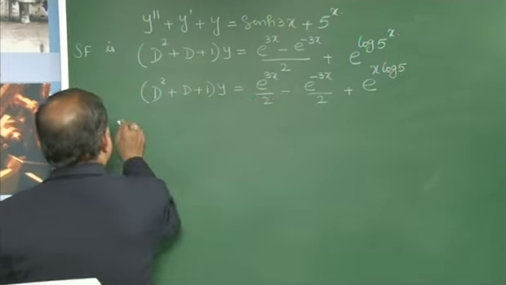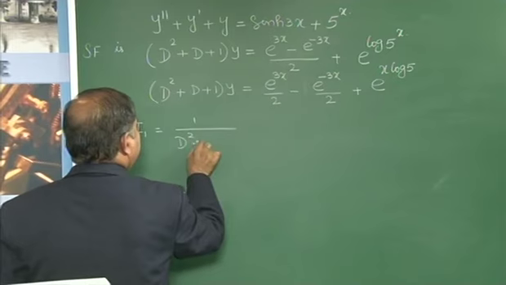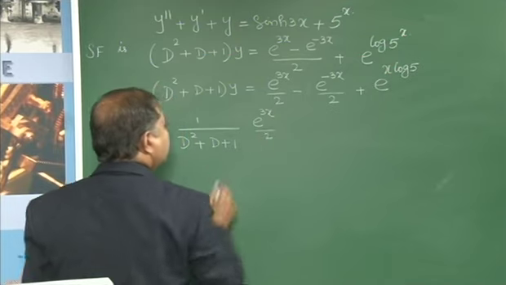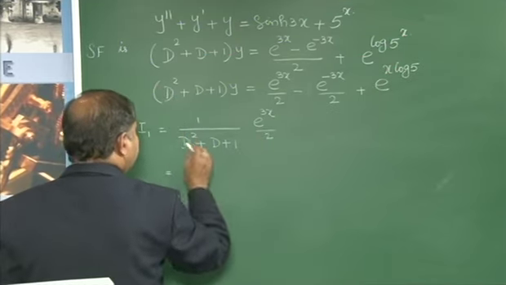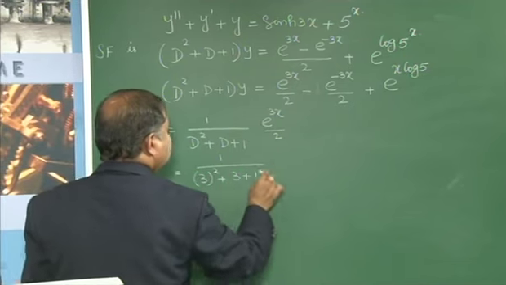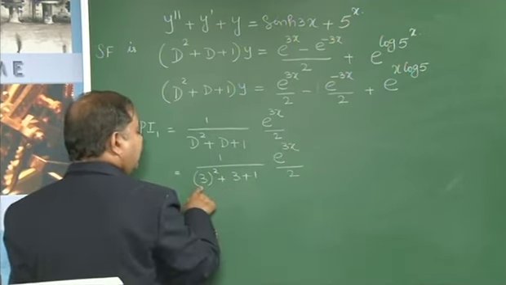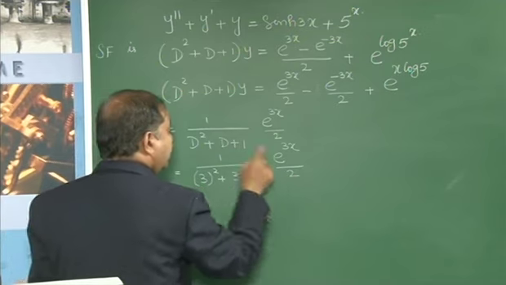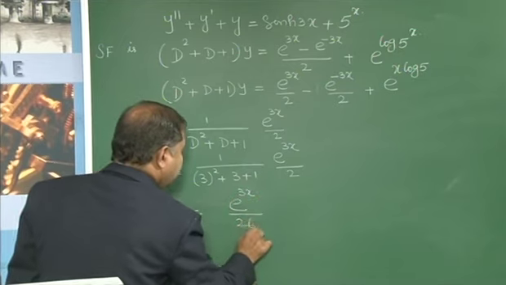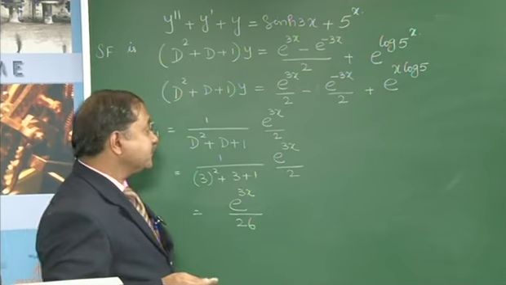So, PI1 = 1/(D² + D + 1) e^(3x/2). This is equal to, instead of D, 3, 1/(3² + 3 + 1) e^(3x/2). Simplify: 9 + 3 + 1 = 13, 13 into 2 is 26. So, e^(3x)/26. Here the denominator never becomes 0, so directly replace it.